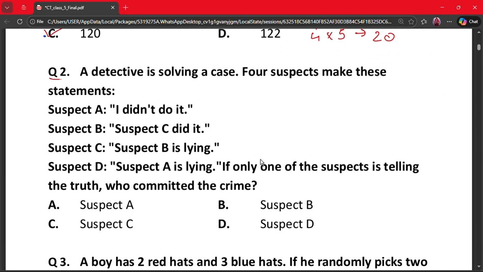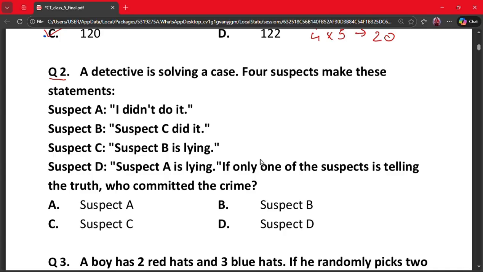Question number 2. A detective is solving a case. 4 suspects make these statements. Suspect A: I didn't do it. Suspect B: Suspect C did it. Suspect C: Suspect B is lying. And Suspect D: Suspect A is lying. If only one of the suspects is telling the truth, who committed the crime? A, Suspect A, B, Suspect B, C, Suspect C, and D, Suspect D.